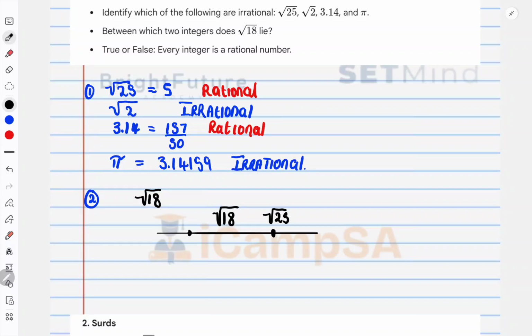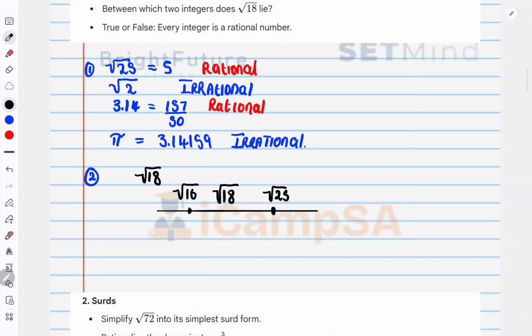And then going down, we have root of 17, root of 16, which we know is a perfect square. The root of 16 is equal to 4, and the root of 25 is equal to 5. Therefore, we know that the root of 18 lies between 4 and 5, between the integers 4 and 5.